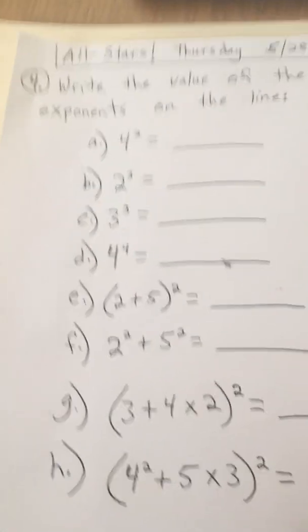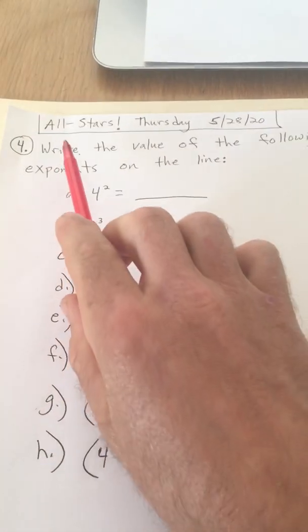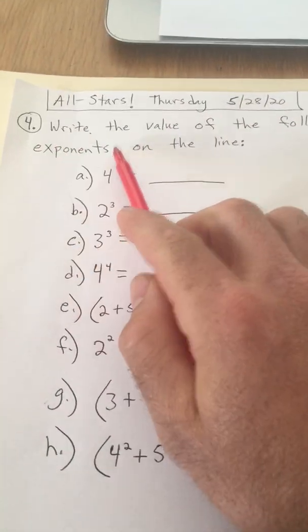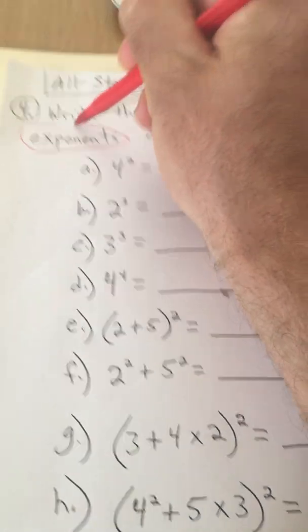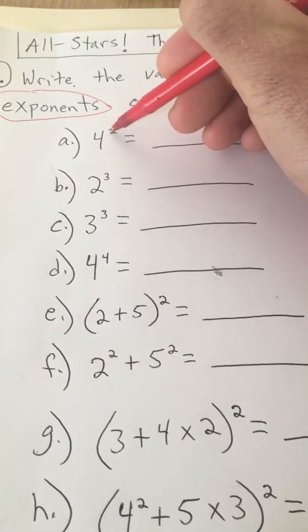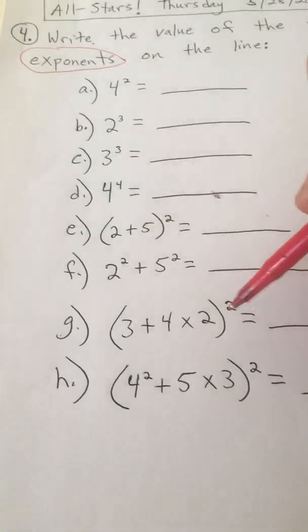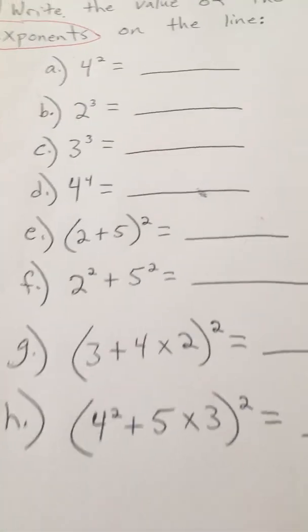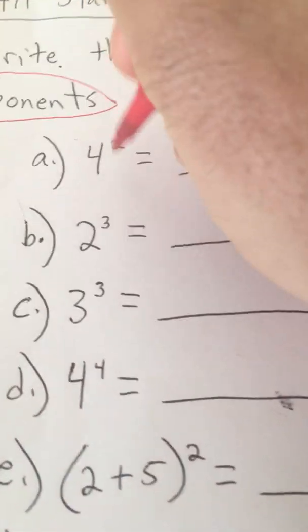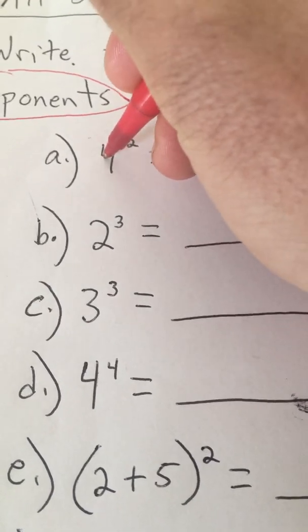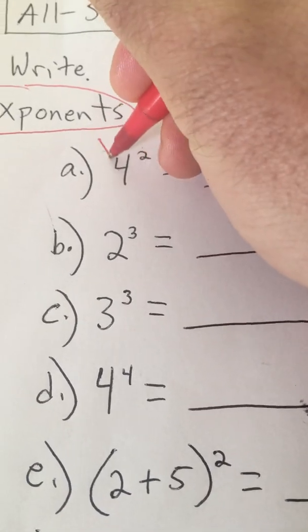All right, so let's start with A. Well, let's read the directions first. Write the value of the following exponents on the line. So an exponent is the little number here. You notice that they all have at least one of them. Some of them have two. What an exponent is, is telling you how many times to multiply the base number.